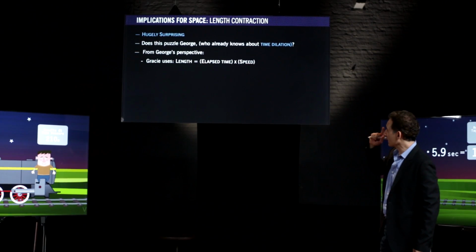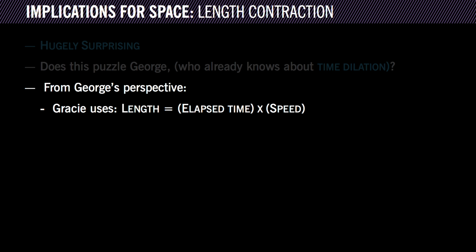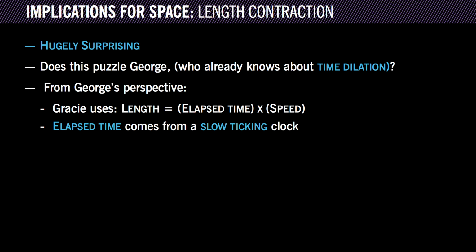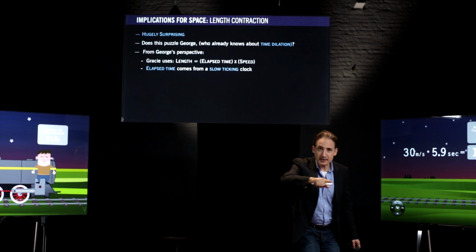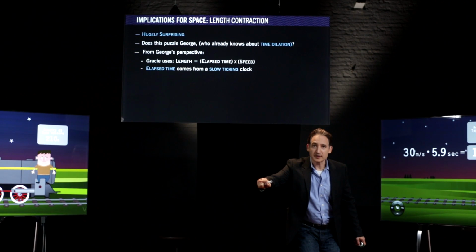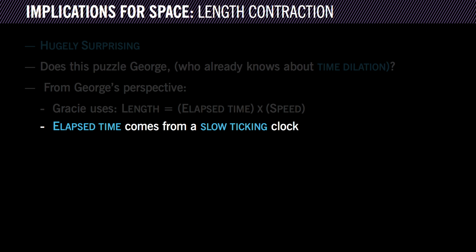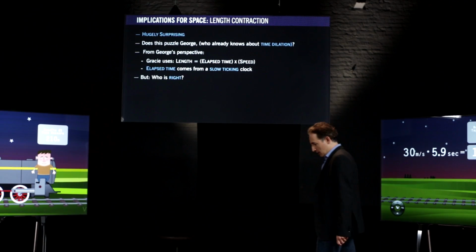Because from George's perspective, here's what he says. He says, look, I understand Gracie's approach. She's using length equals speed, or velocity, times elapsed time. But I also know that Gracie, from my perspective, right? I'm now George. Gracie, from my perspective, is in motion. Clocks in motion tick off time at a slower rate. If a clock is ticking off time at a slower rate, it'll show less elapsed time, and therefore it will, in that multiplication, yield a shorter length.